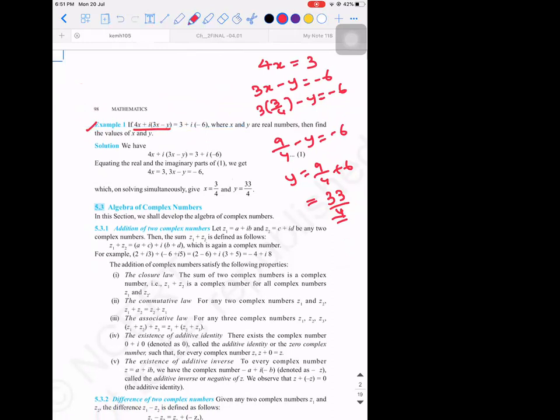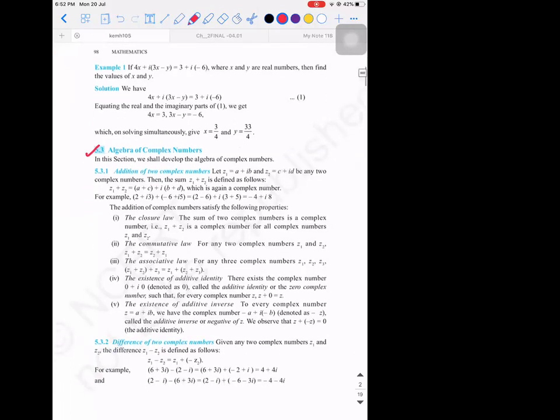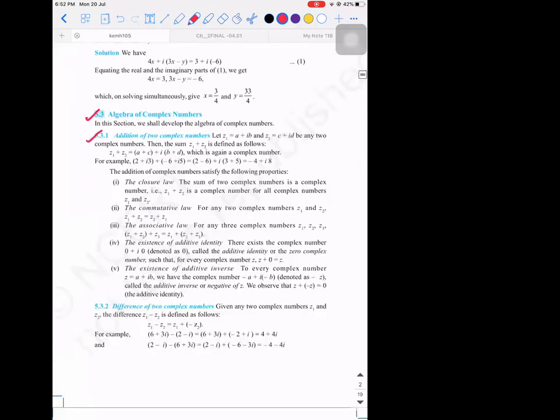Next, the algebra of complex numbers. What are all the operations that we do? We can do addition, subtraction, multiplication, and division also. The first concept is obviously the addition of two complex numbers. If Z1 is equal to A plus iB and Z2 is equal to C plus iD, see, these C and D are variables, it is up to you. You can take it as x1 plus iy1, x2 plus iy2, like that also.